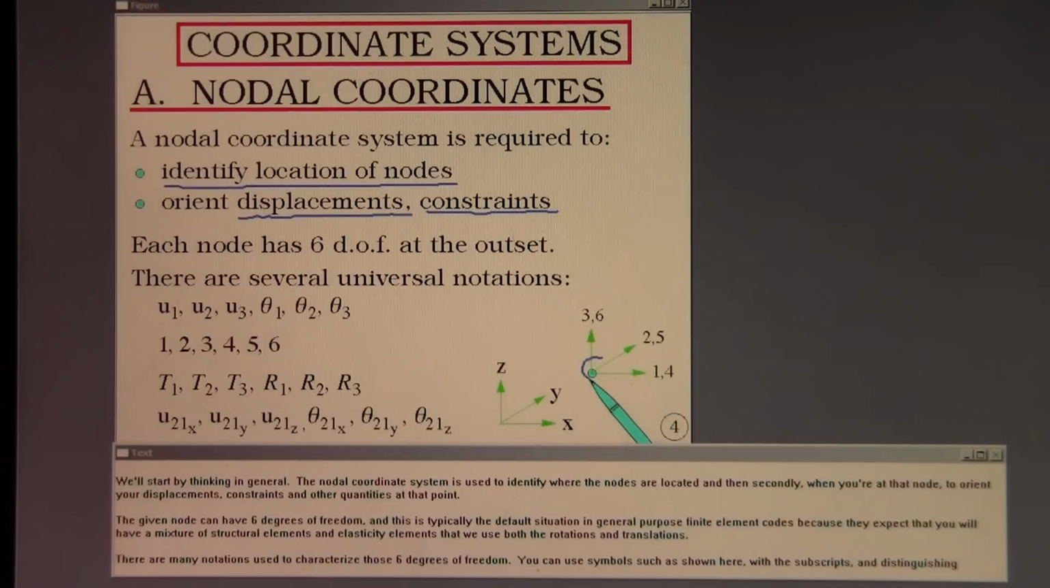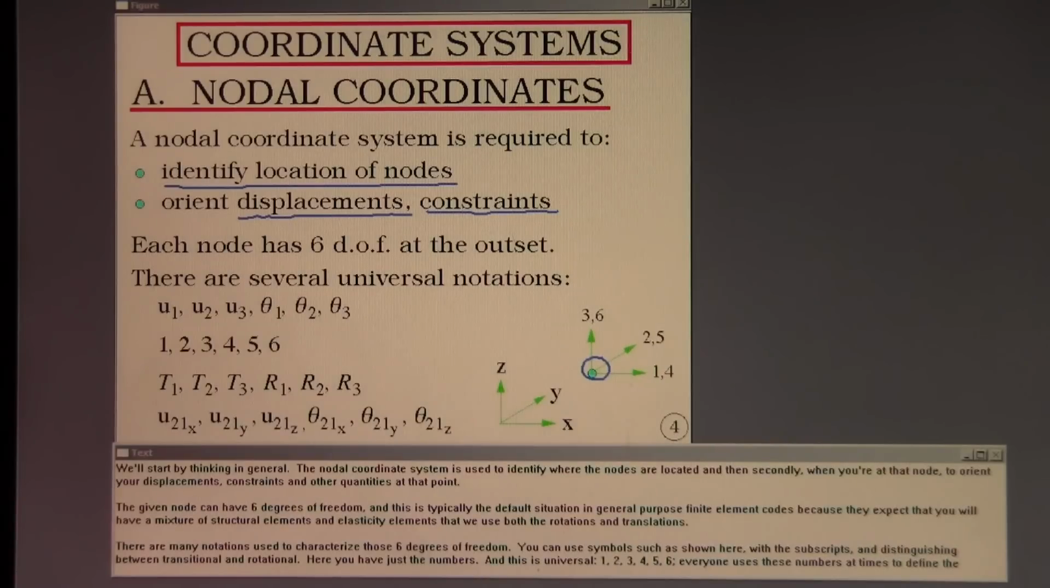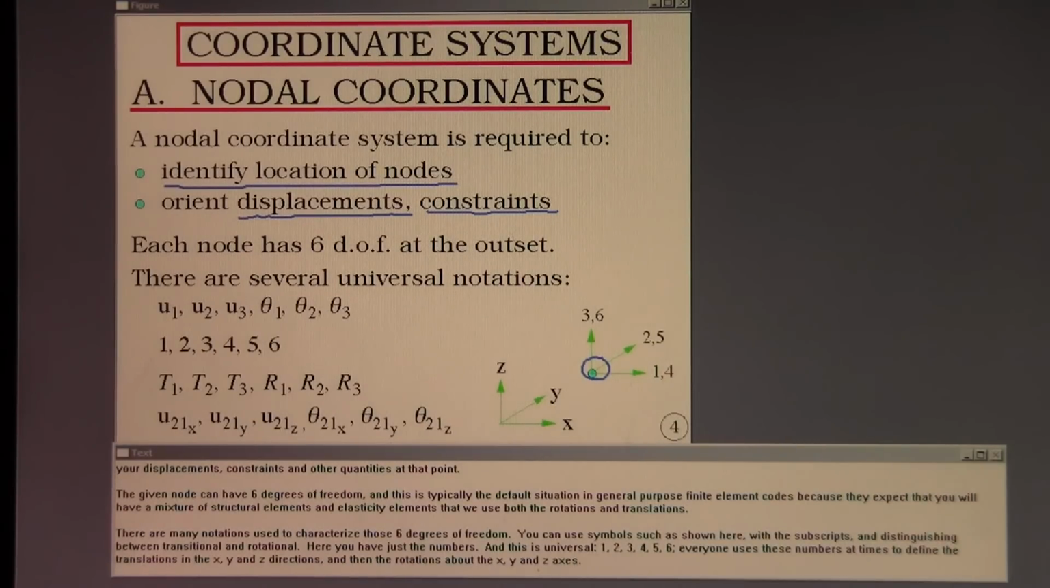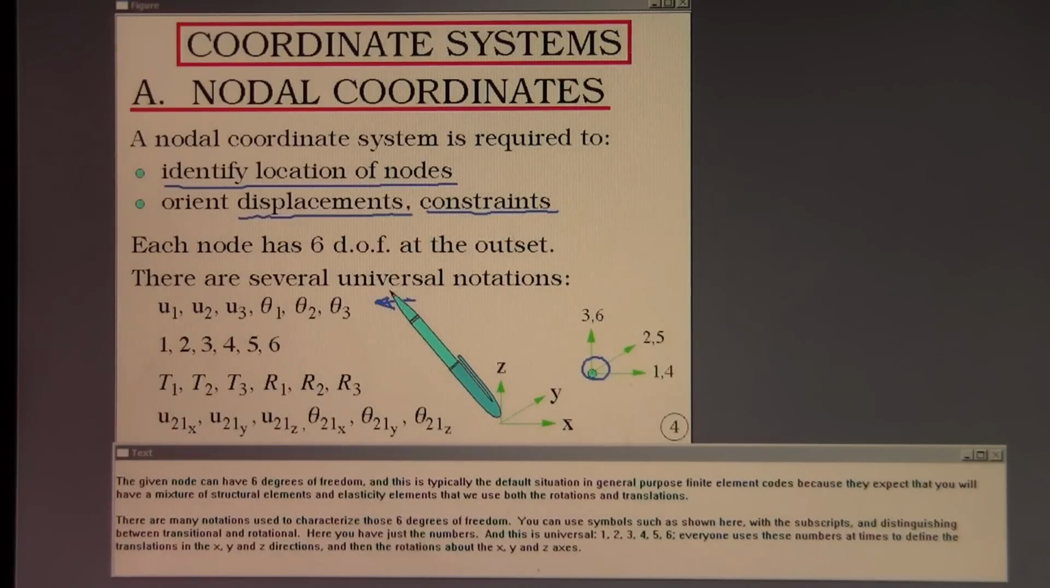The given node can have 6 degrees of freedom, and this is typically the default situation in general purpose finite element codes, because they expect that you will have a mixture of structural elements and elasticity elements that will use both the rotations and translations. There are many notations used to characterize those 6 degrees of freedom. You can use symbols such as shown here with the subscripts and distinguishing between translational and rotational.